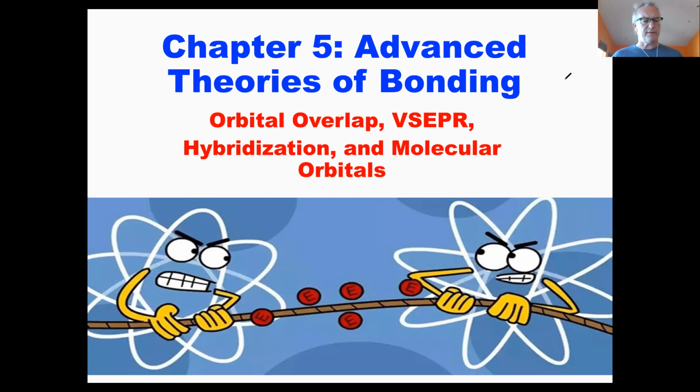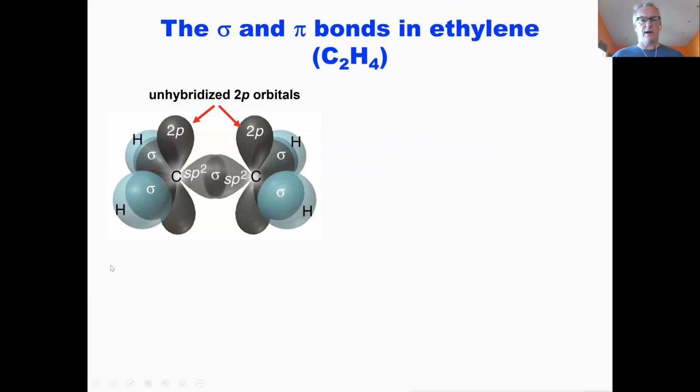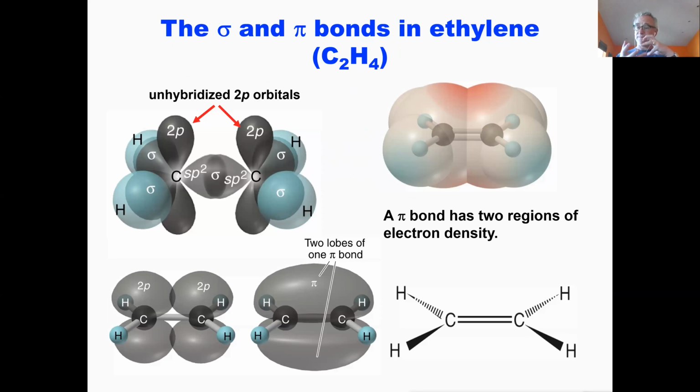So when we left off, we were starting to talk about sigma bonds and pi bonds and the differences in them. And I want you to really drill this into your heads: sigma bonds are always, always, always made with hybrid orbitals. And you can see that here. Here are the hybrid orbitals of the two carbon atoms in ethylene, or ethene.